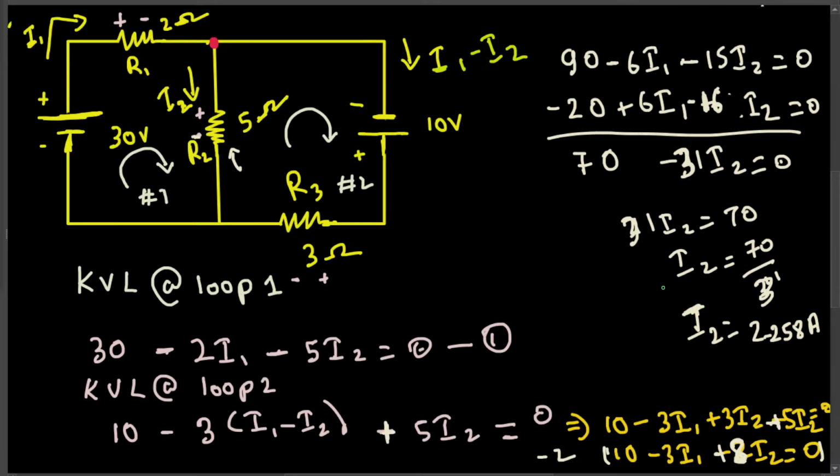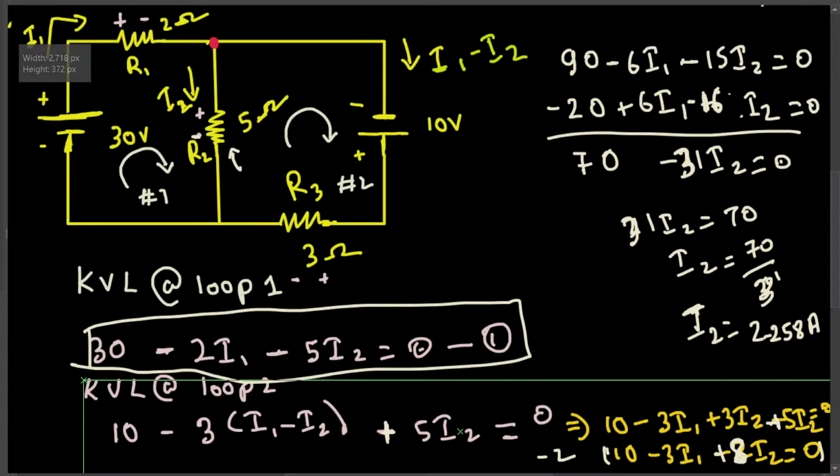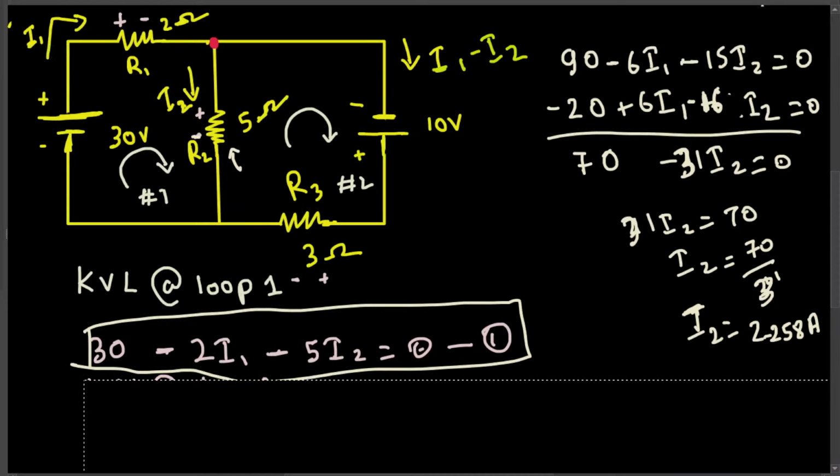Okay, so now we found out i2 is equal to 2.258 ampere. The next thing we can do is plug this one into one of these equations where we have only i2 and i1. We only have two unknown variables, i2 and i1. We already solved for i2, so we can find i1 by plugging into one of these equations. So let's choose the simplest one. Let's choose this one. I'm going to erase the bottom part. Okay, let's go ahead and plug it in.